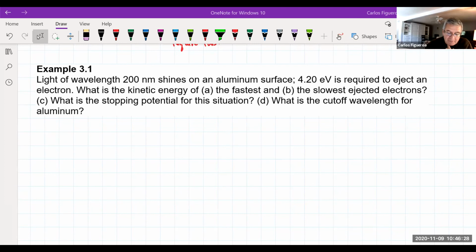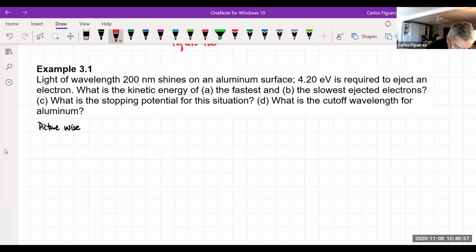What is the stopping potential for the situation? And what is the cutoff frequency for aluminum, or the cutoff wavelength? So the first thing that we should do here is a series of pictures. Okay, so let's draw pictures of this. Picture-wise, what does this mean here? Well, I want to draw 3 different potential wells.